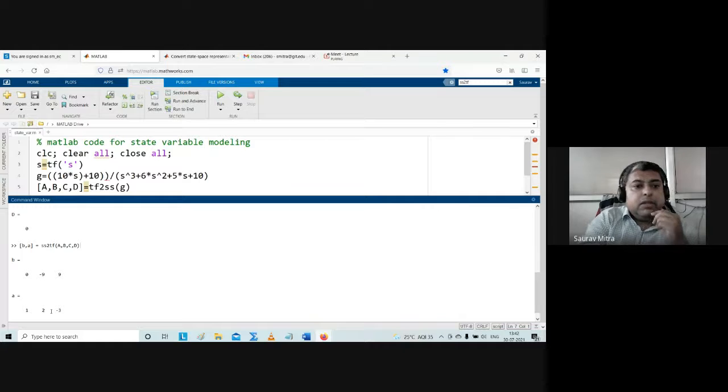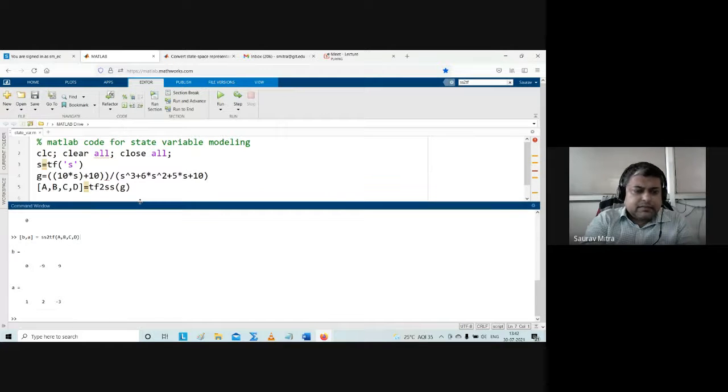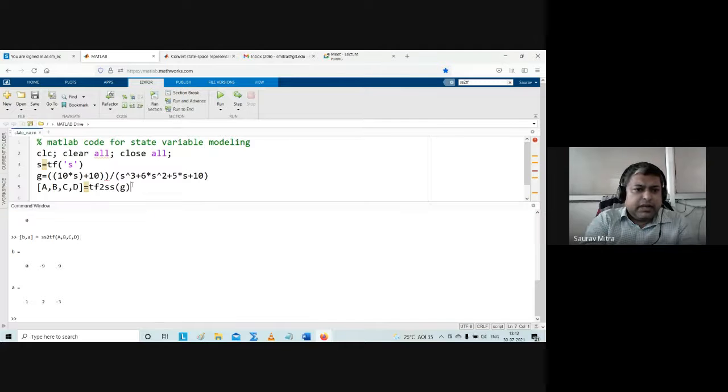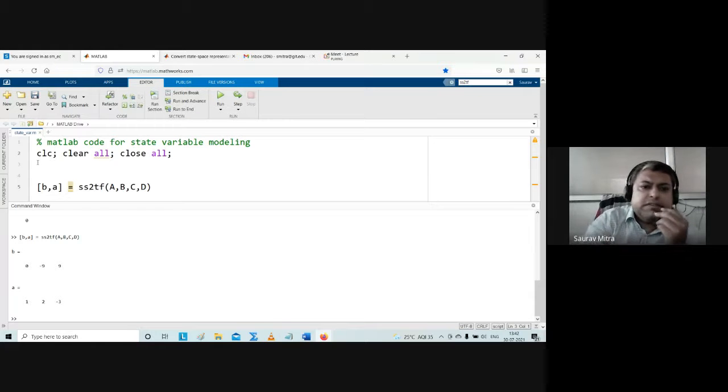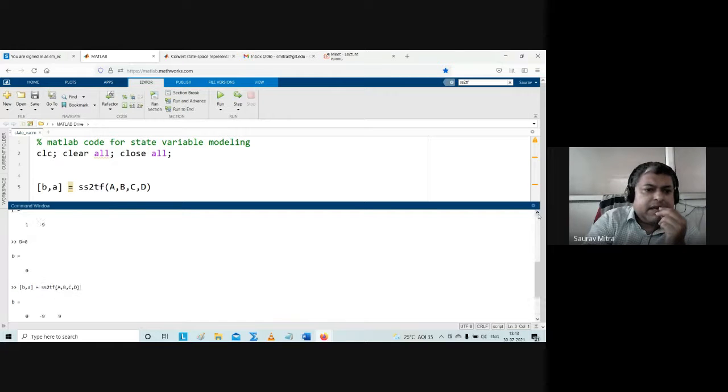Okay, so now all these things you can put in some kind of a code. The code, the way I was writing it, actually I was writing a different code. I was writing a code for the reverse. That means if a transfer function is given, I wanted to find out state variable, so I made a mistake. So is this code understood?